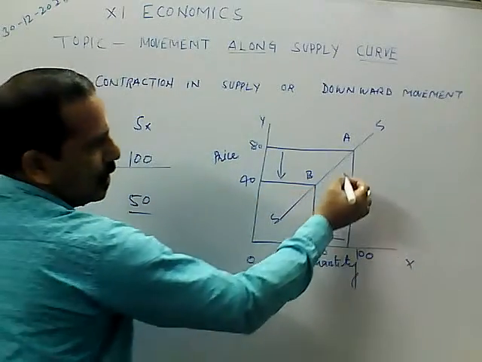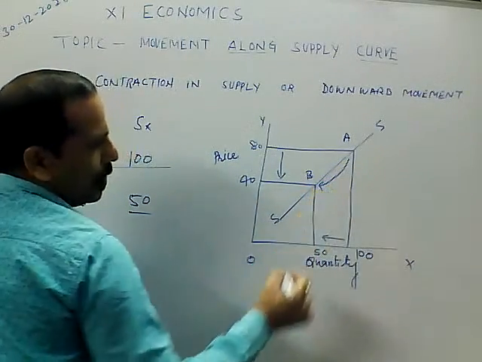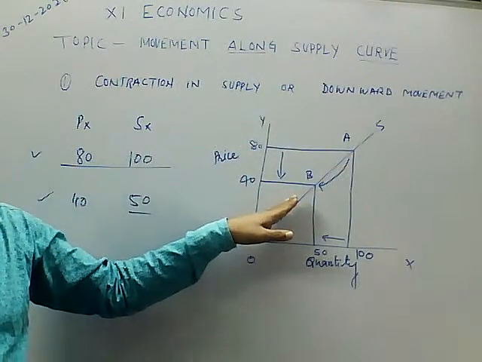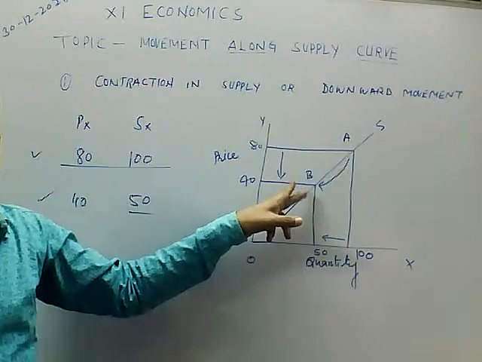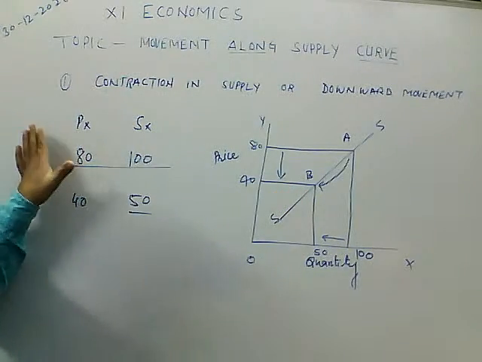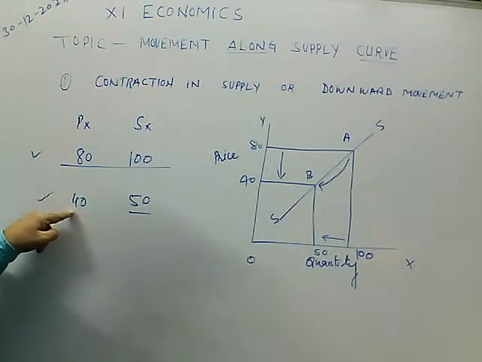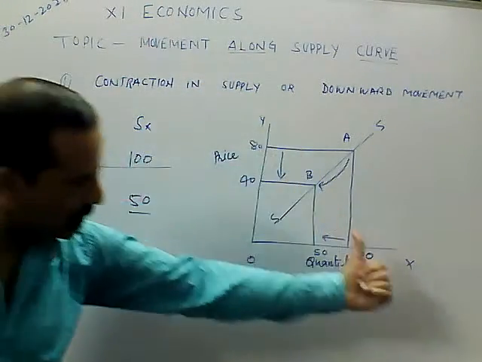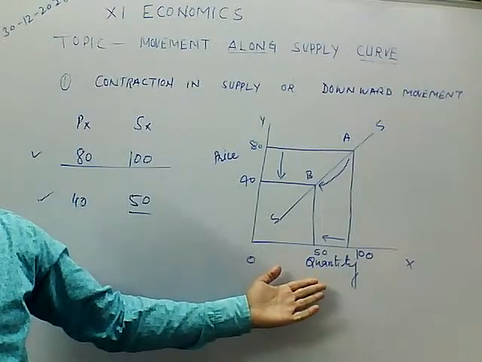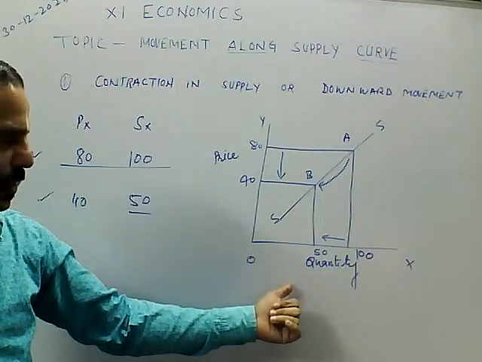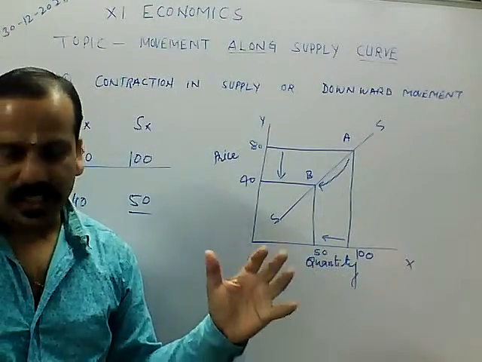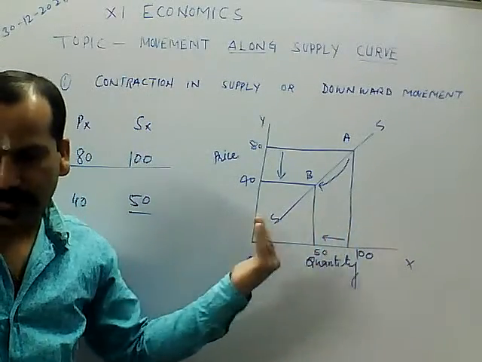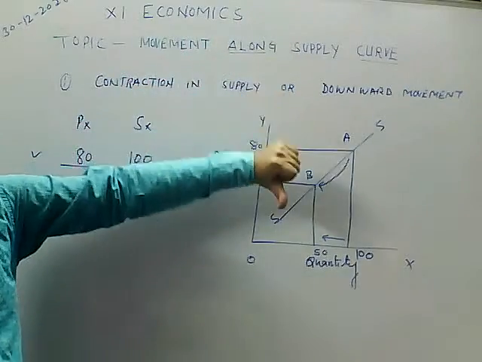So there is a decrease in quantity, and let me give B point for this point. Okay. So see the movement from A to B. So this is a downward movement. Why is there a downward movement from A to B? Because of fall in the price from 80 to 40. So fall in price means fall in the quantity supplied. So quantity supplied will contract, from 100 to 50 units. So there is a contraction in the supply because of fall in the price.